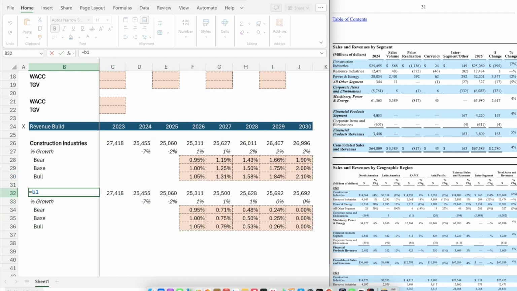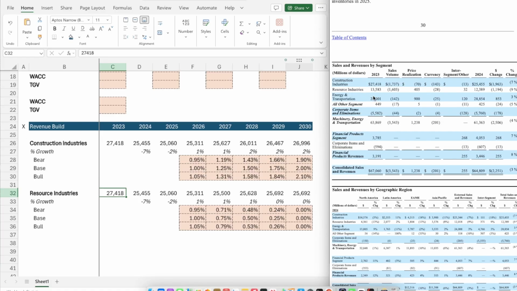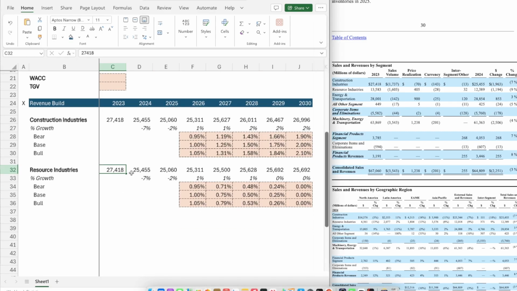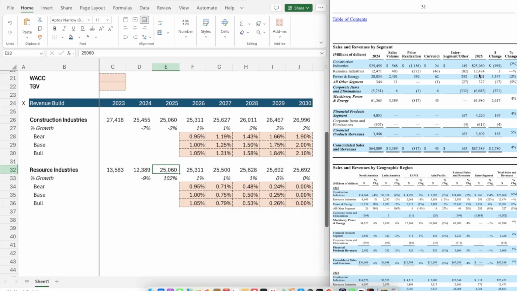Equals B, what was it? 11. So the resource industries 2023 was 13,583. Then 12,389. 2025, 12,474.